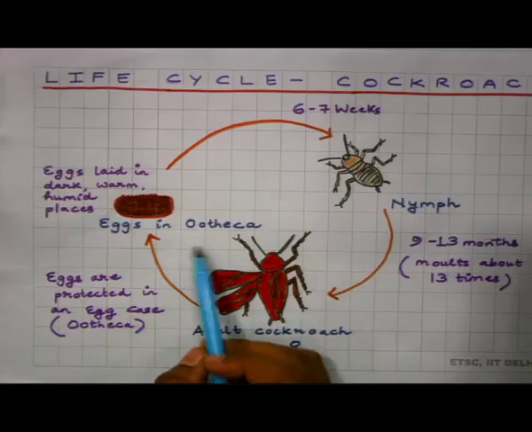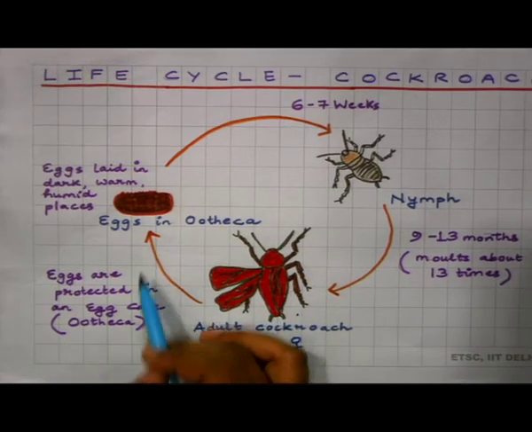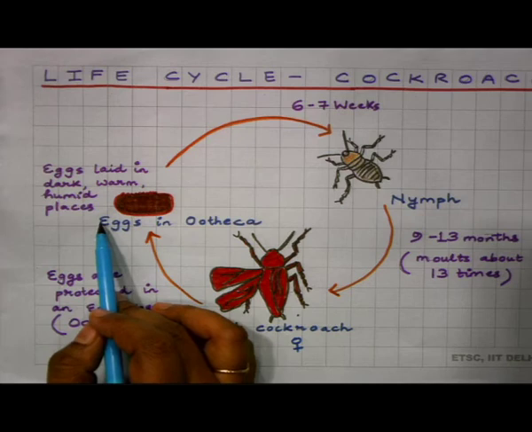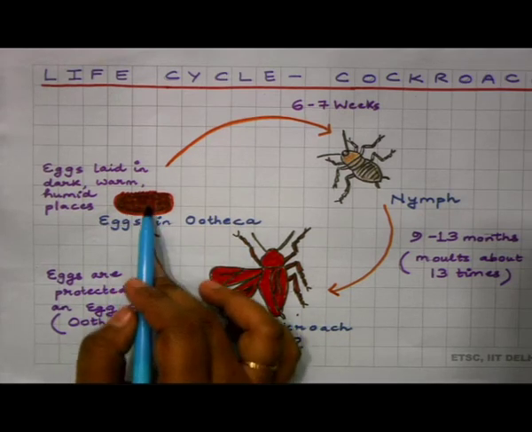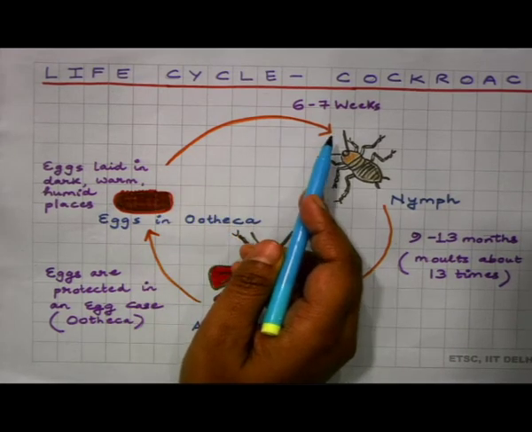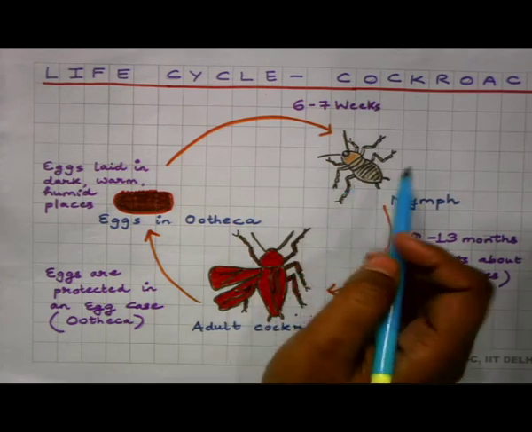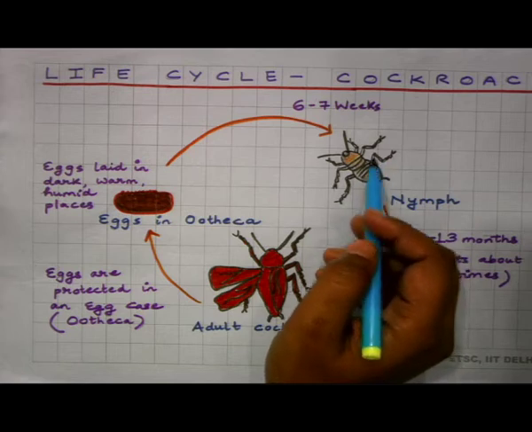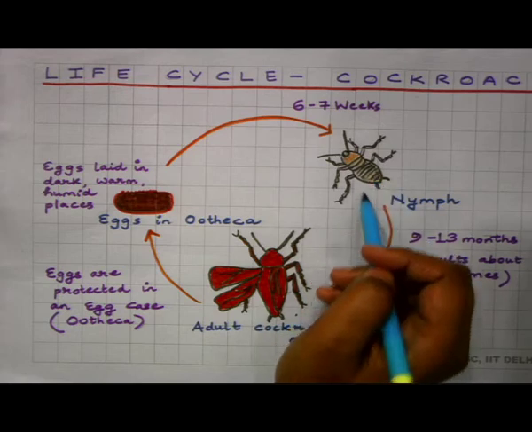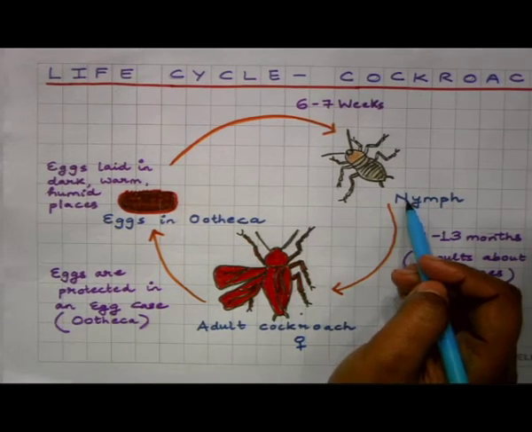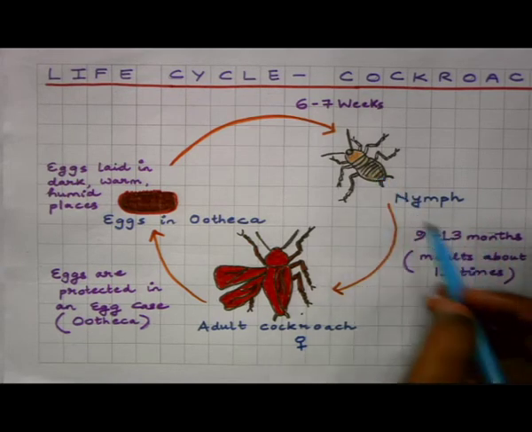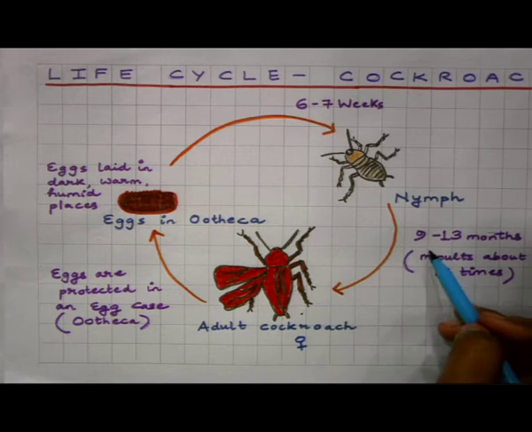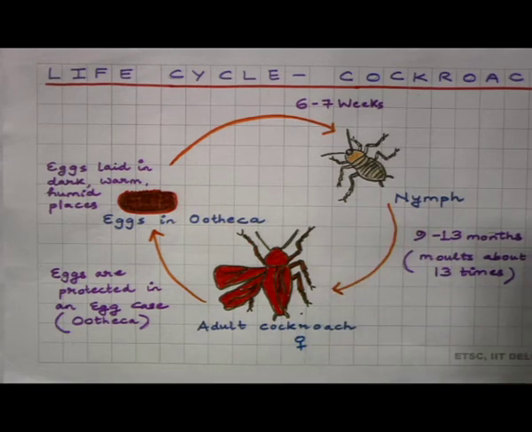So, here you can see that an adult female cockroach lays eggs in the ootheca. These are laid in dark, warm, humid places, and there should be abundant food supply also. The eggs are protected in the ootheca. It will take 6 to 7 weeks for it to hatch, and once it hatches, the nymphs come out, initially translucent or white in color, but gradually after several hours they acquire the chitin and turn pale brown in color usually. Now, these nymphs molt 13 times to acquire the size of an adult cockroach. This process takes again 9 to 13 months.